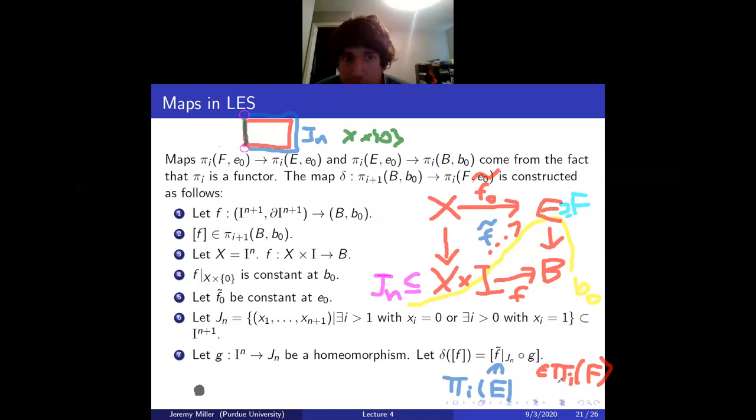Yeah, so in general, F tilde sends things into parts of E that aren't F, but it'll send the boundary into F.